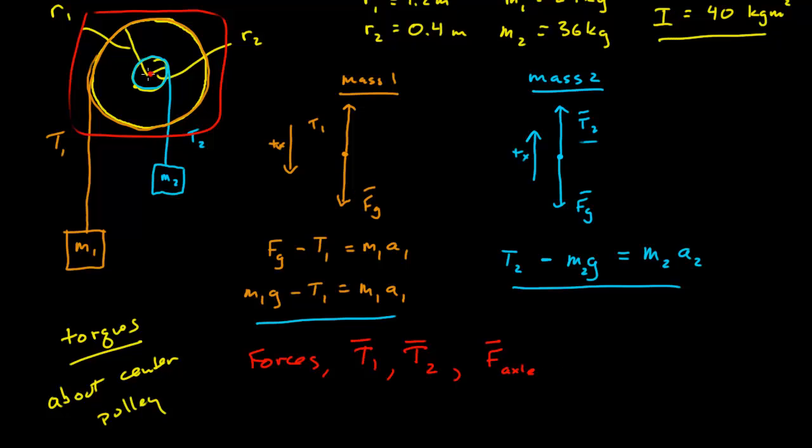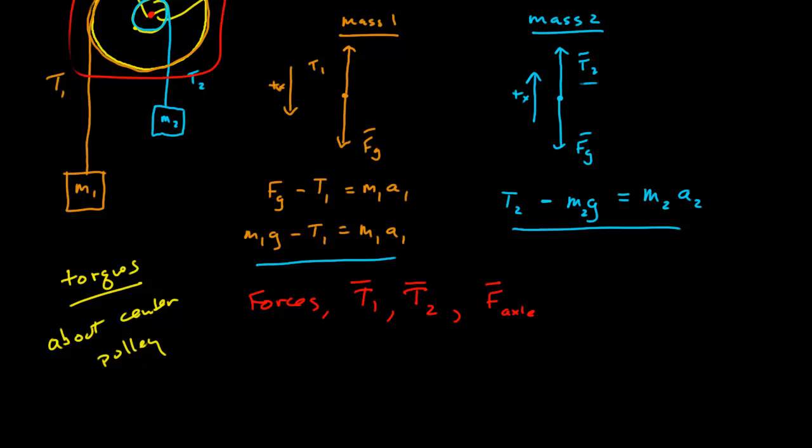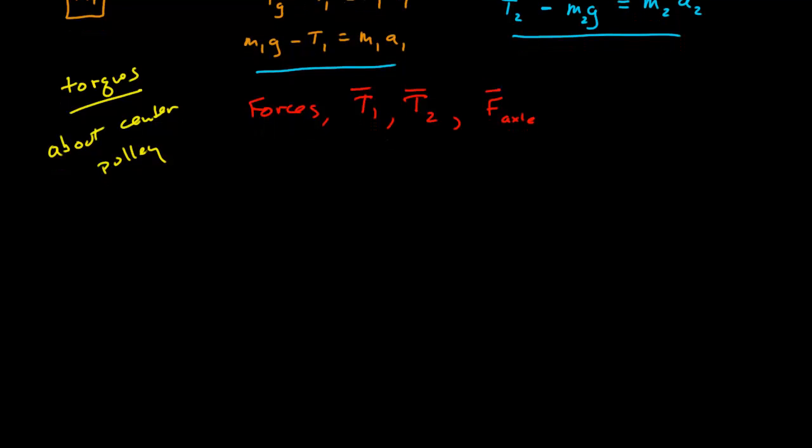Right? So there's some axle around which this thing is rotating, that the pulley is resting on, and that's attached to the wall, say, or something. And so there's some force of the axle on the pulley. All right. So now let's look at the torques for each force.